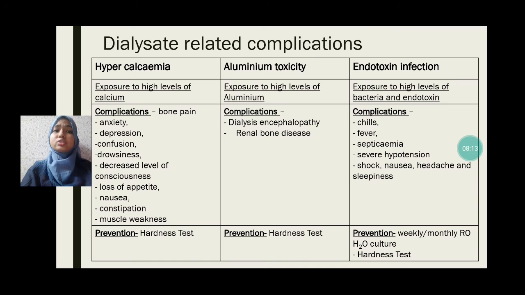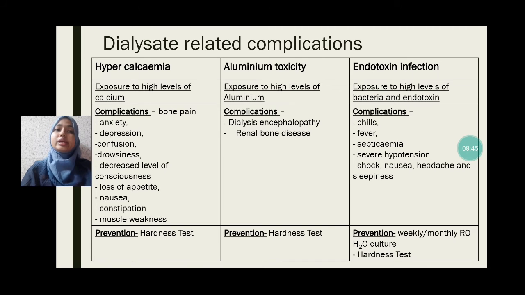Moving on to the next one, aluminum toxicity. If there is a high level of aluminum inside the dialysate, and the patient is exposed to such high levels of aluminum, then the patient will show dialysis encephalopathy. Encephalopathy is basically a neuropsychiatric disorder which happens due to dialysis, if a patient is on long-term dialysis, or it may be because of aluminum.